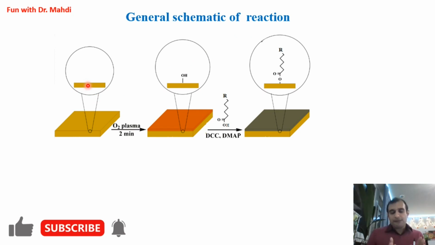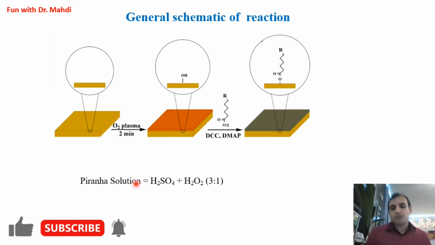For doing the esterification reaction, we need to have hydroxyl on the surface. If you want to have hydroxyl on the surface, you have two options. First, you can use oxygen plasma. When you use oxygen plasma for only 2 minutes, you will have a lot of hydroxyl on the surface. Or you can use Piranha solution.